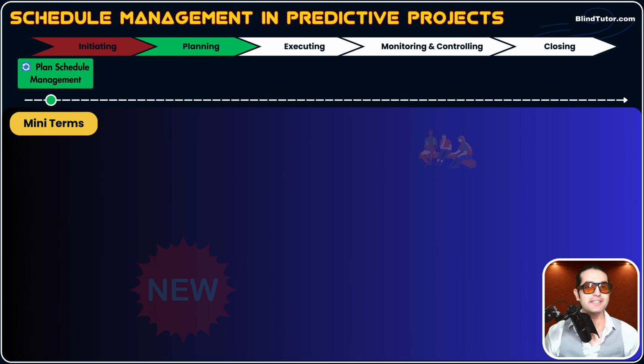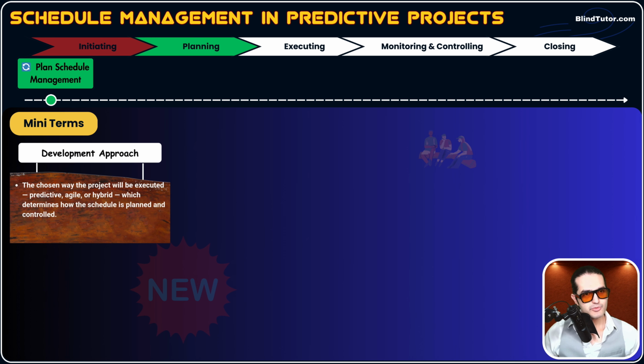And welcome to mini terms. Let's have 6 mini terms that we need to know before getting to the plan schedule management process. The first one, development approach. I think you're familiar with that. Development approach is the chosen way the project will be executed. It's either predictive, agile or adaptive, or hybrid. And guys, most of the projects in real life are hybrid, okay? Because some parts of that project go with a predictive approach and other parts go with an adaptive approach.